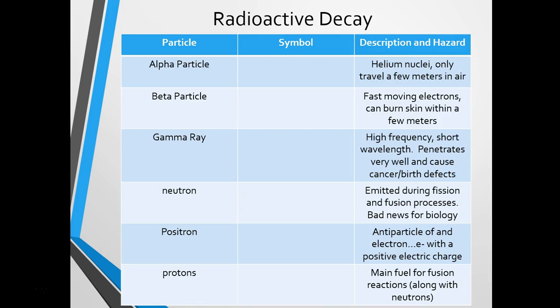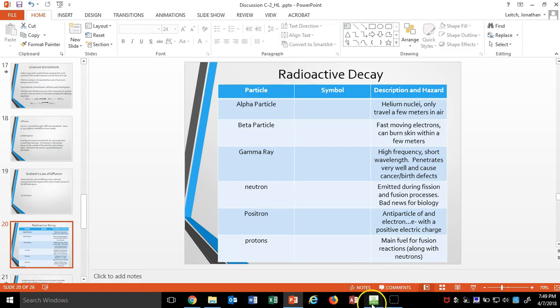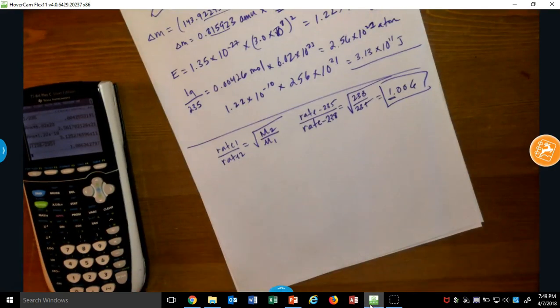A positron is the antiparticle of an electron. That means it's an electron with a positive charge. And we know what protons are. They're the main fuel for fusion reactions, along with those neutrons. So let me go ahead and quickly give you the symbols for those.